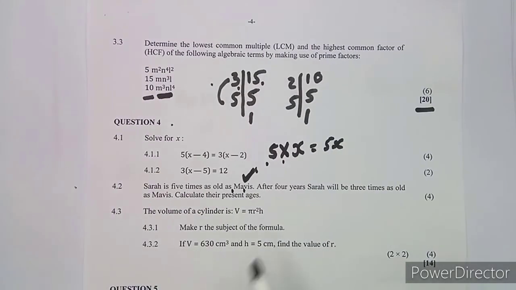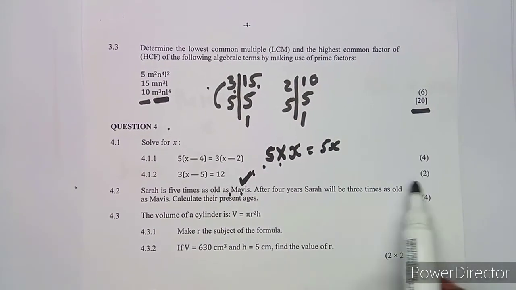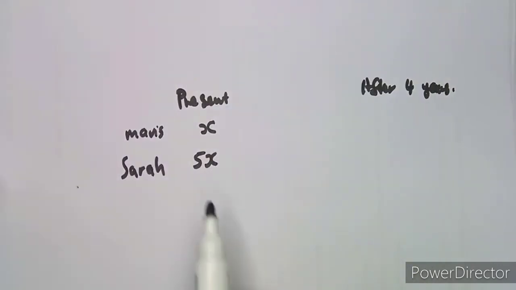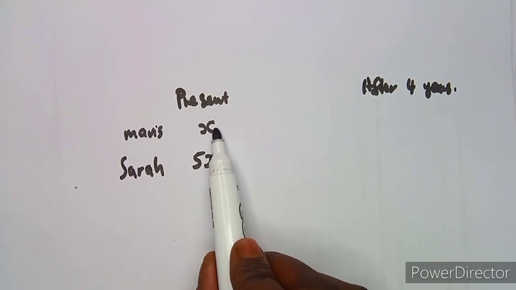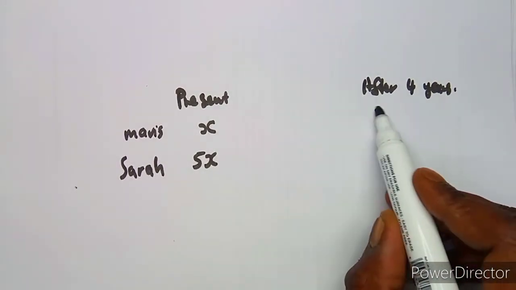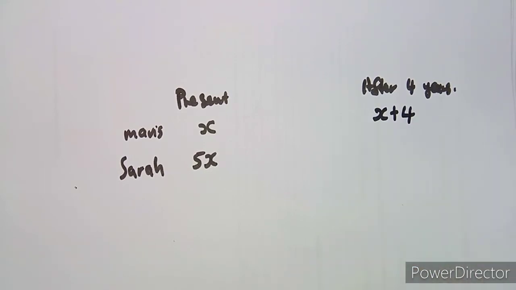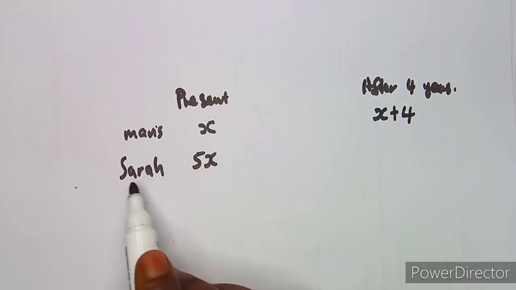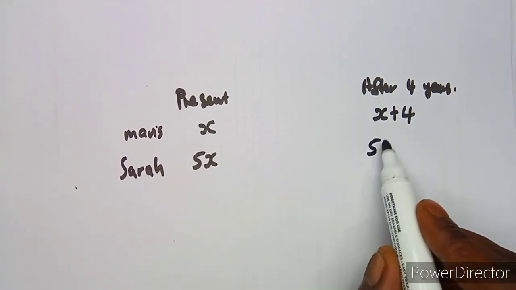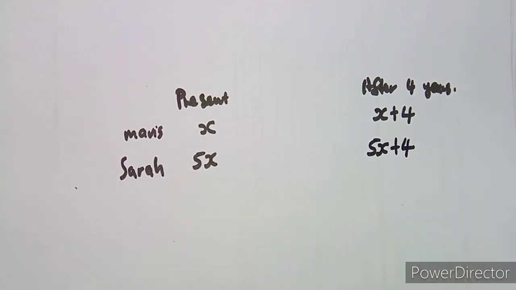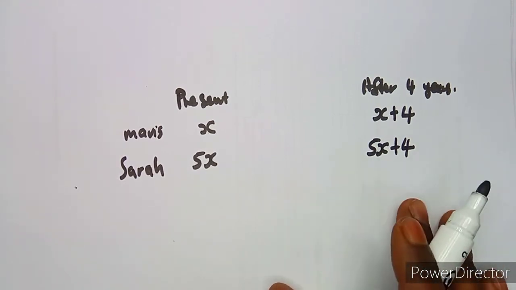Then they are now saying after 4 years. Let's not talk about these two. Let's talk about these guys after 4 years. Which means if Mavis was x years now, after 4 years, Mavis is going to be x plus what? x plus 4, isn't it? That is the case. If you are 20 this time, then 24. If you are 30, then 34. If you are 50, then 54 after 4 years. Sarah is 5x at present. So after 4 years, the age is going to be 5x plus 4. This is about their ages after 4 years.